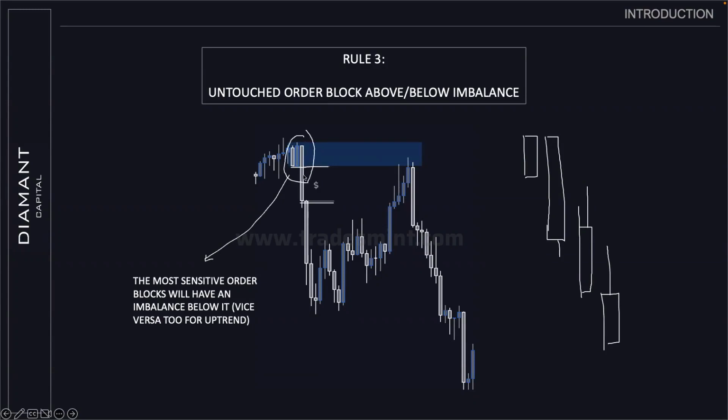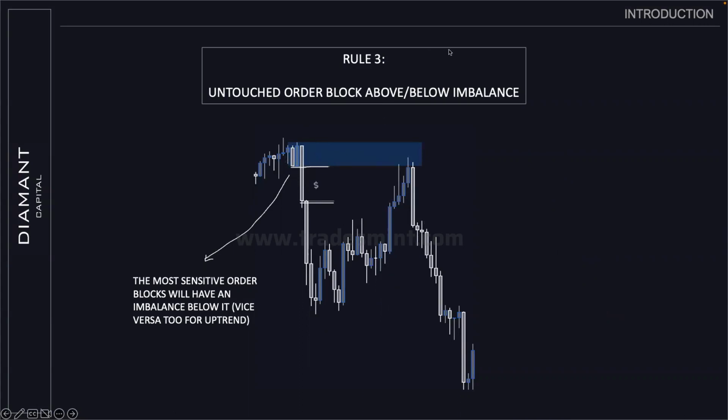But what we've got on this side over here is absolutely none of that. We've got an imbalance just below, so that's pretty much what we're going to be looking at. Because there's an imbalance below, it makes it easier for price to push back into that area. Because of that inefficient price action, it's going to get filled. And once it gets filled, what do you think happens next? The order block is just going to be above, hence why it becomes so sensitive.